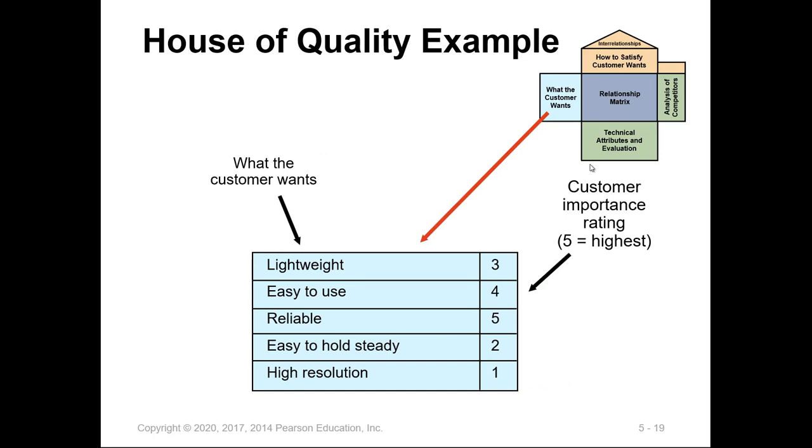Customer wants can be summarized in the table, and their importance can be documented as shown in the figure. The importance of having a lightweight product is 3 out of 5, while a reliable camera is very important and rated 5 out of 5. Ease of use is 4. Easy to hold steady is 2, and high resolution is 1.